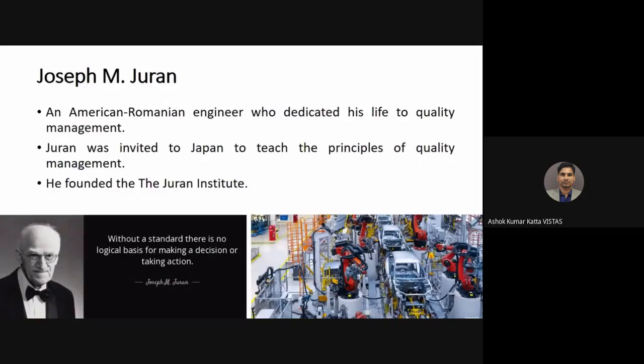Joseph Juran was an American Romanian engineer who dedicated his life to quality management. He was also highly regarded by the Japanese. The Union of Japanese Scientists and Engineers invited Juran to Japan to teach them the principles of quality management as they rebuilt their economy, along with William Edwards Deming. Both of them received awards from the Japanese emperor. Juran founded the Juran Institute, which is today a leading quality management consultancy in the world.